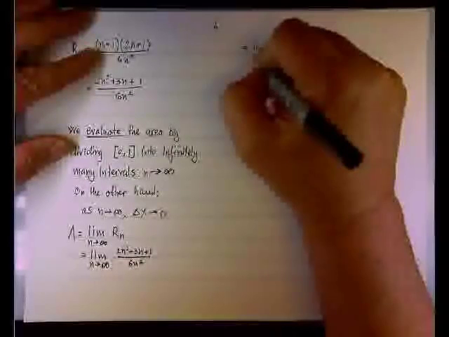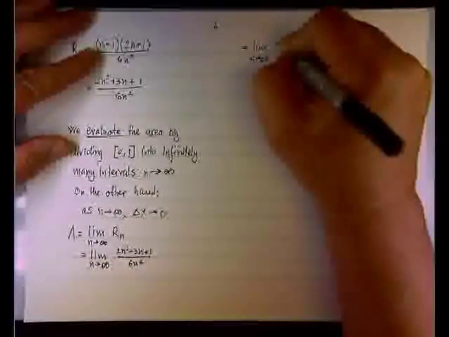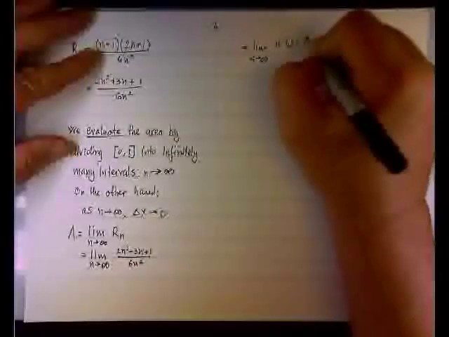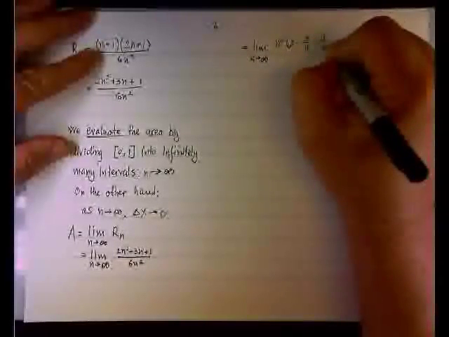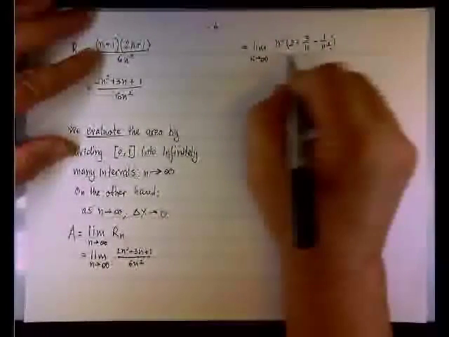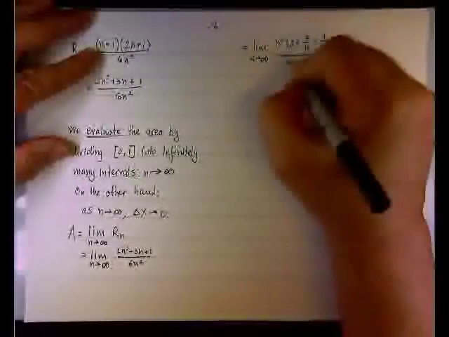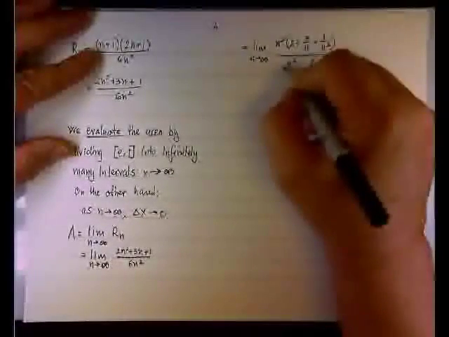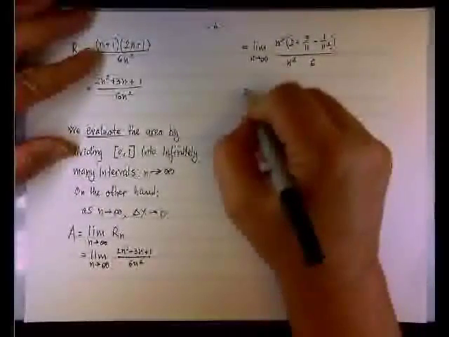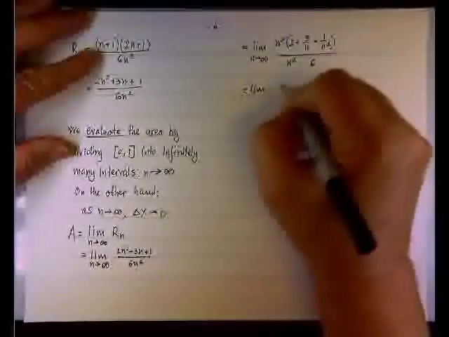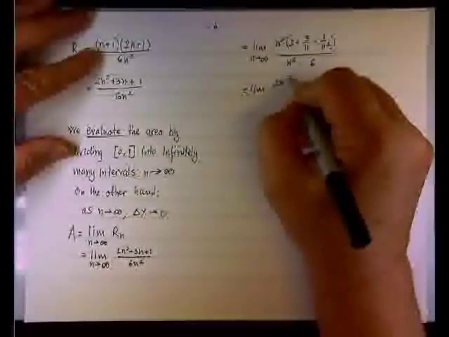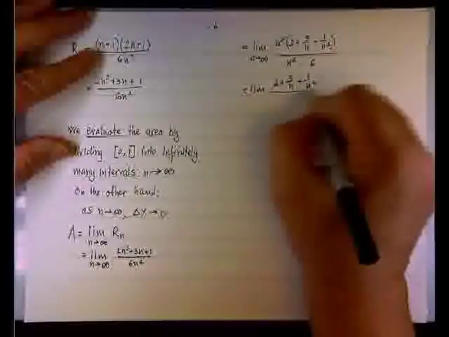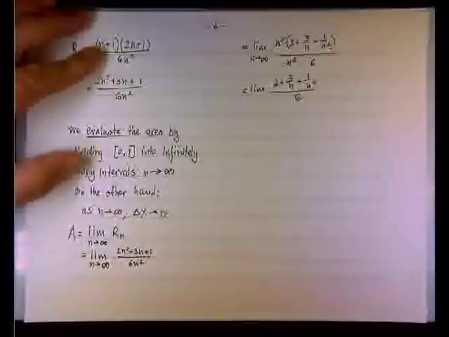So it will be the limit as n goes to infinity. Let's factor n squared from the numerator. So you have 2 plus 3 over n plus 1 over n squared. And then n squared from 6n squared, you have n squared times 6. And we simplify it, and we end up having the limit of 2 plus 3 over n plus 1 over n squared, over 6.